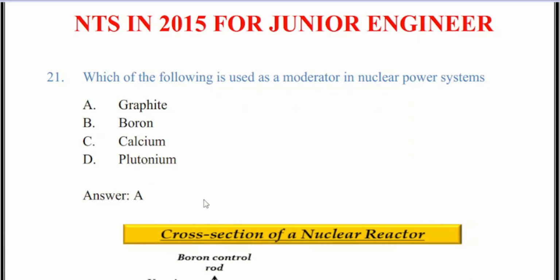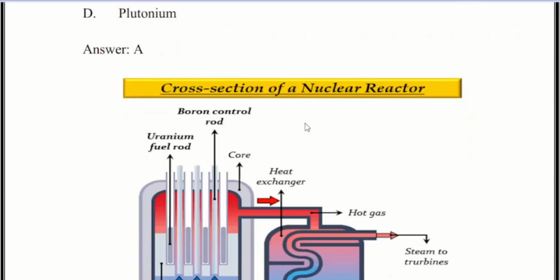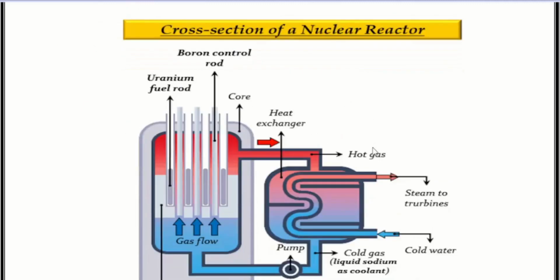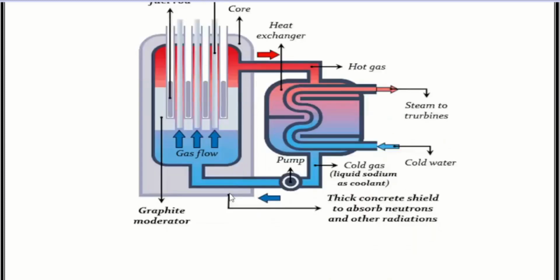In a nuclear power station, graphite is used in the core of the nuclear reactor. You can see the cross section of the nuclear reactor. They act as a moderator, helping to keep the nuclear reaction going and performing an important safety function. Heavy water and graphite both can be used as a moderator in a nuclear reactor. This is a nuclear reactor. Here is the graphite moderator used in the nuclear reactor.